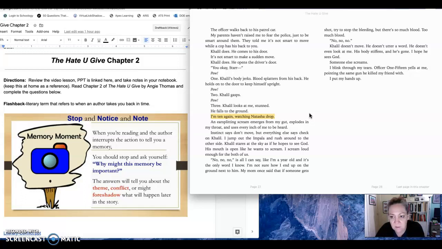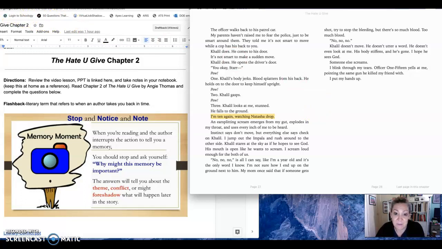My mother once said that if someone got shot, try to stop the bleeding, but there's too much blood, too much blood. No, no, no. Khalil doesn't move. He doesn't utter a word. He doesn't even look at me. His body stiffens and he's gone. I hope he sees God. Someone else screams. I blink through my tears. Officer 115 yells at me, pointing the same gun he killed my friend with. I put my hands up.